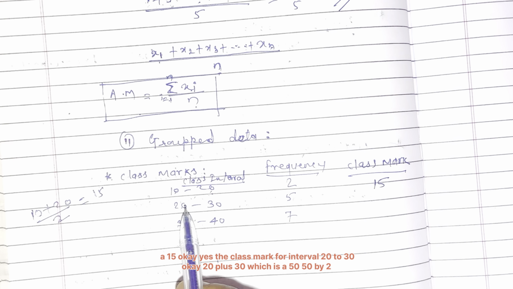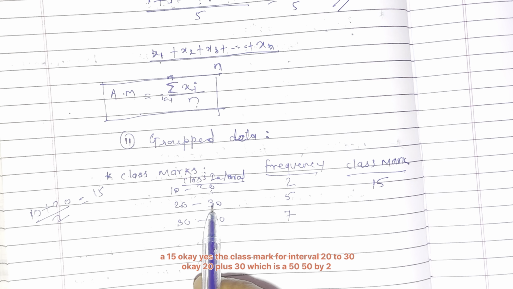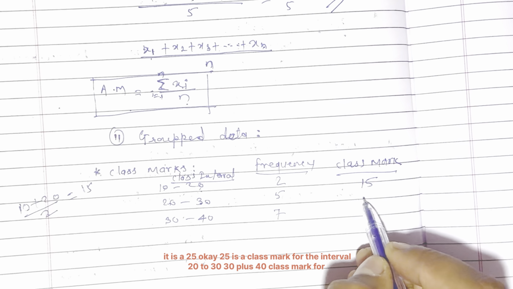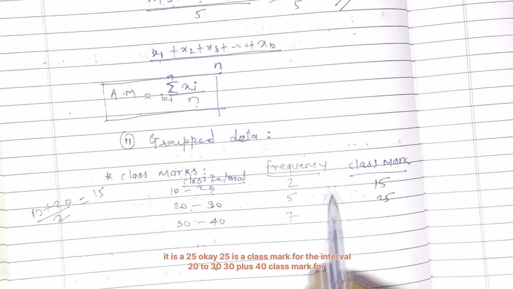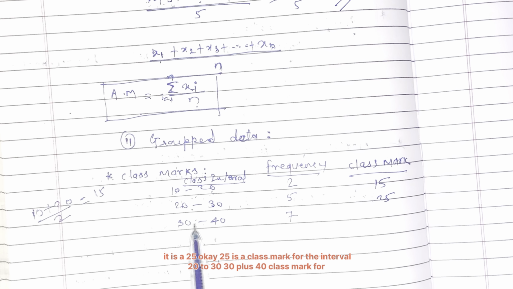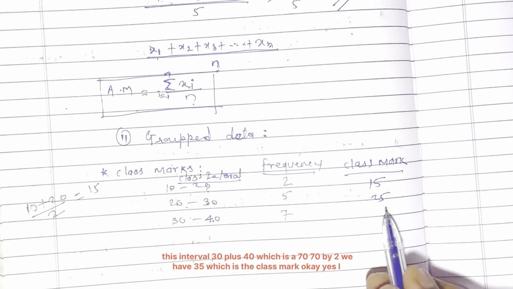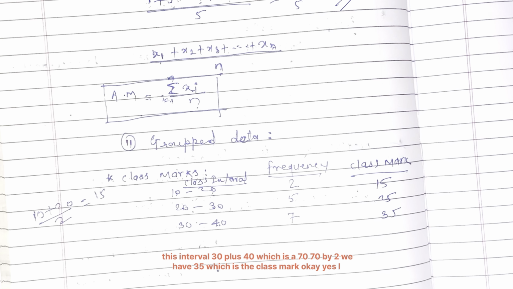The class mark for the interval 20 to 30: 20 plus 30 is 50, 50 by 2 is 25. So 25 is the class mark for the interval 20 to 30. For the interval 30 to 40: 30 plus 40 is 70, 70 by 2 is 35, which is the class mark.